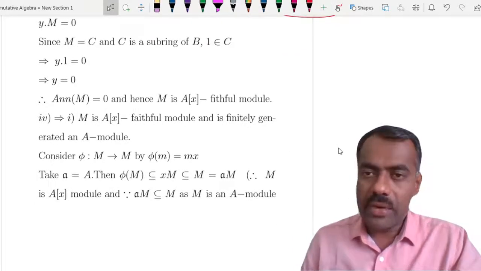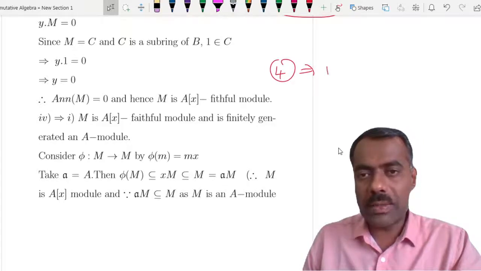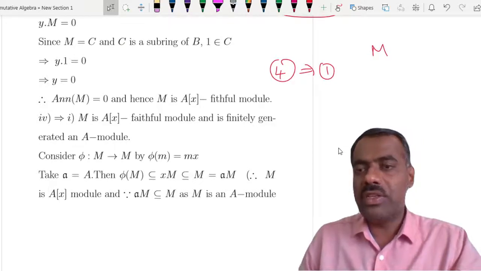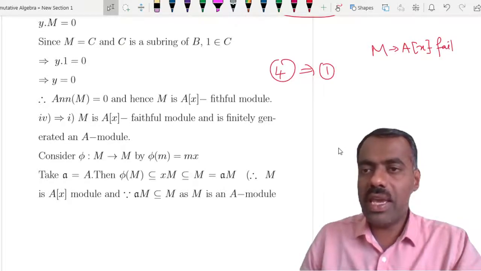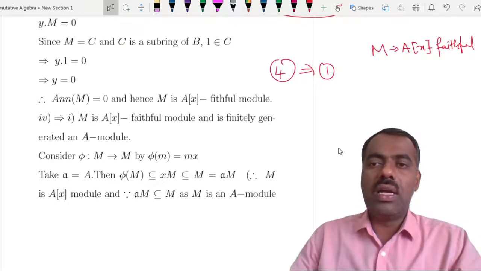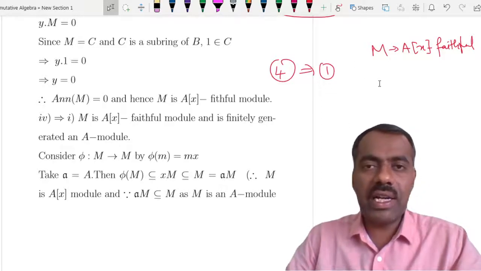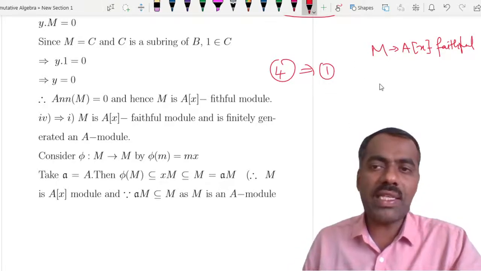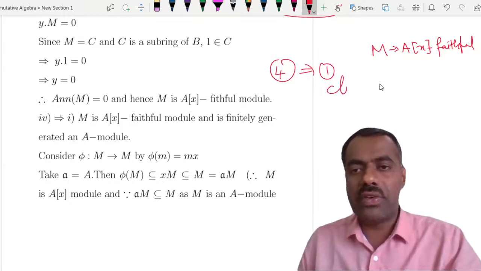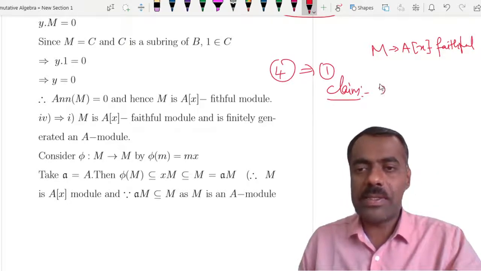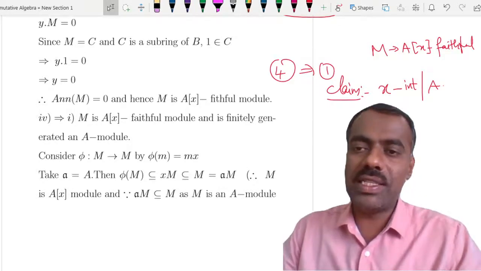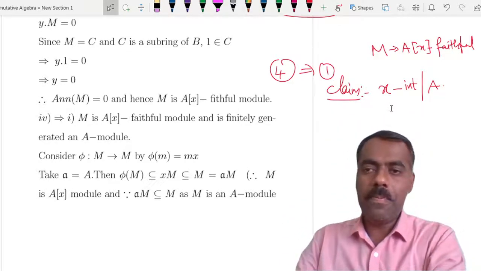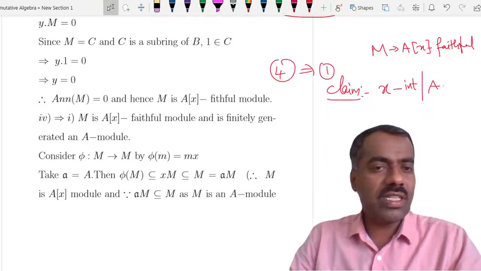Now we want to show that 4 implies 1. When we have M which is A[x]-faithful, and M is also finitely generated over A, we want to show that x is integral over A. Our claim is that x is integral over A. That means we want to show that x satisfies an expression with coefficients coming from A.